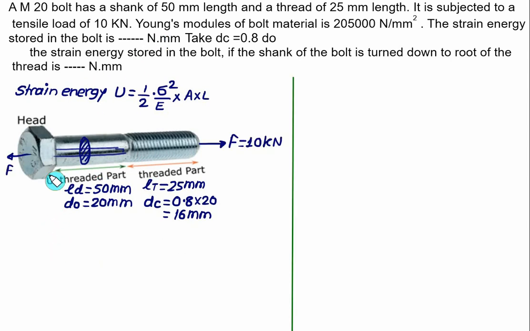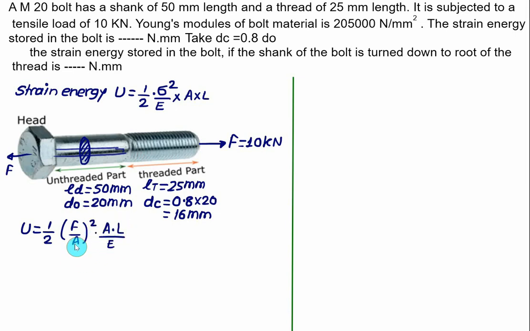The given bolt is subjected to an external force of 10 kilonewton, which is tensile in nature. So we can very well calculate here the stress. Stress you can calculate as force upon area. So we can modify this equation here. We have U is equal to 1 by 2 sigma, which we can replace as force upon area, whole square, multiplied by A multiplied by L divided by E.